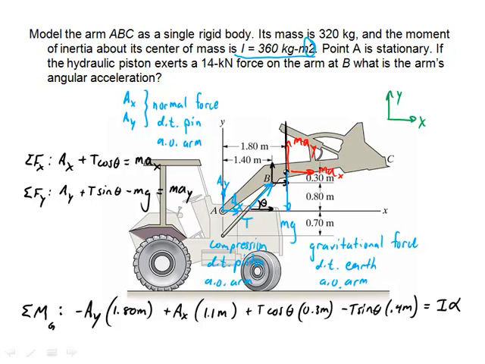Okay, so as I examine this system of equations, I can list my unknowns as A sub x, A sub y. Those are the pin forces at point A. I also don't know little a sub x and little a sub y. Those are the accelerations at the center of gravity, and I don't know alpha. So I've got 5 unknowns and only 3 equations. But keep in mind what we learned last chapter.